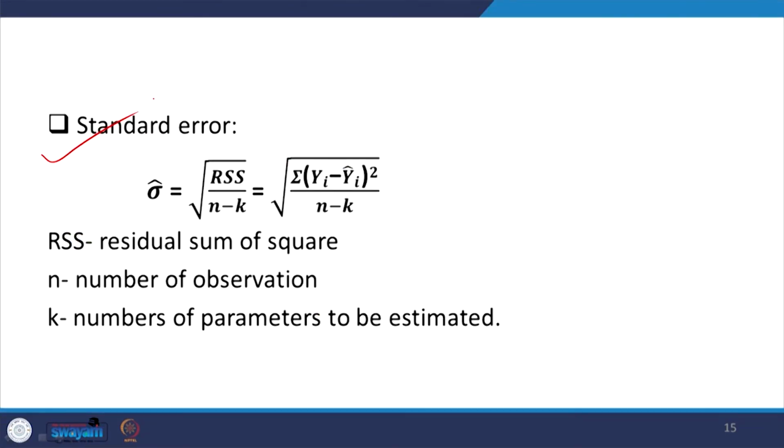This is the equation we wanted to estimate. If you remember RSS, it is the deviation from the trend line to the actual data point. If that is estimated and we divide it by just n, that will not be an unbiased estimator. We have to adjust with n minus k, the degrees of freedom, and only then will it be estimated correctly.